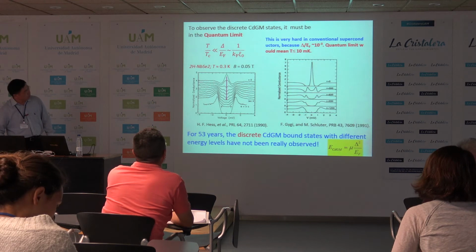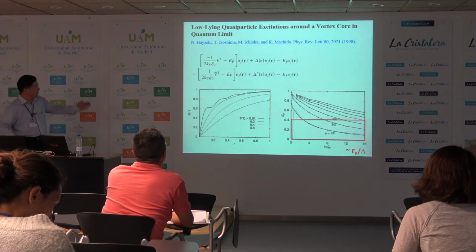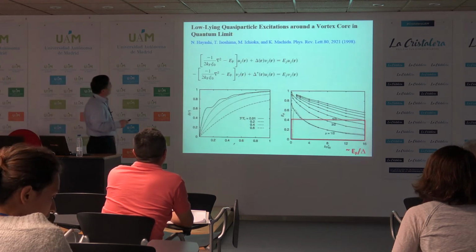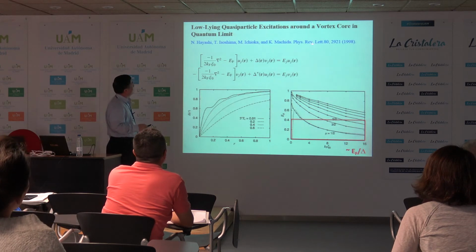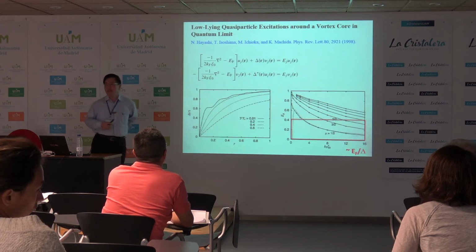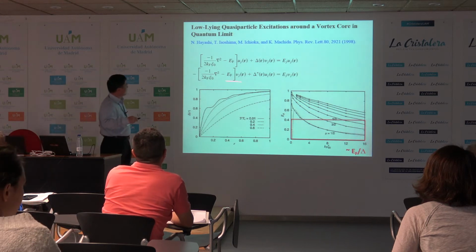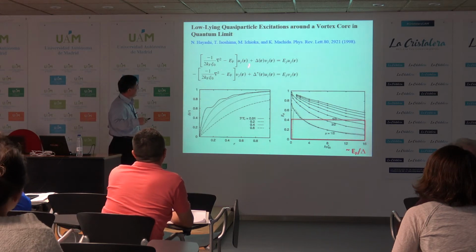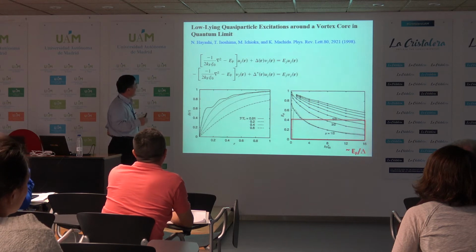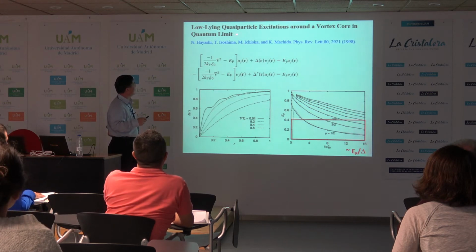A more clear calculation, I like this paper. That was done by a Japanese group, published in 1998, which treated the physics in the so-called quantum limit. This is also starting from the BdG equation. They considered this case in the quantum limit.